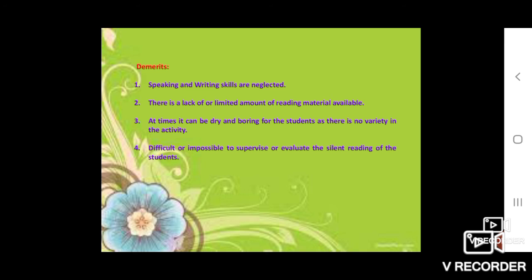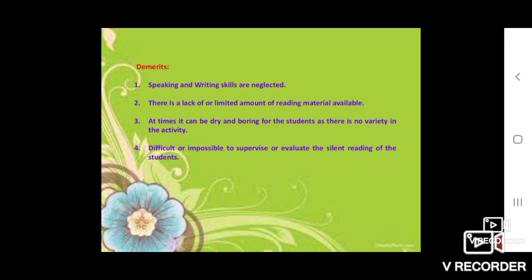And another demerit is that at times it can be dry and boring for the student, as there is no variety in the activity. It is only reading. By this, students get bored. No scope is given; only the reading skill and listening skill are enriched, and this can be monotonous or mechanical.